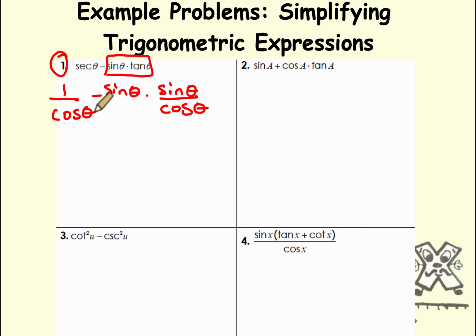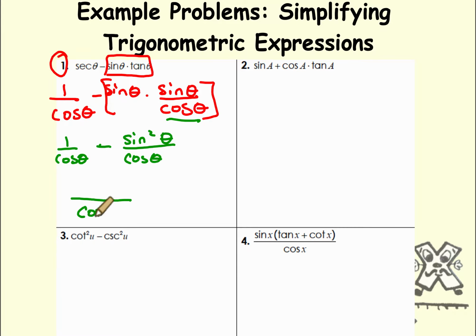Okay, how does that help me? Well, if I multiply this, I'm going to get one single fraction with a denominator of cosine. So let's do that. I get 1 over cosine minus sine times sine, which is sine squared theta, and my denominator is cosine of theta. Because it's a common denominator, I can combine the two fractions by keeping the denominator and subtracting the numerators.